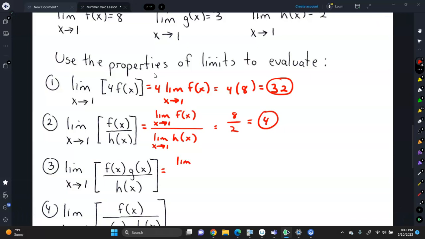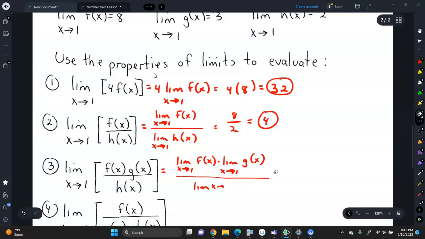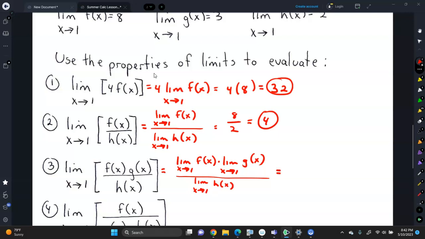All right, next one, right? Separating this, we've got the limit as x approaches 1 of f of x times the limit as x approaches 1 of g of x, divided by the limit as x approaches 1 of h of x, which equals 8 times 3 divided by 2, and that gives me 12.